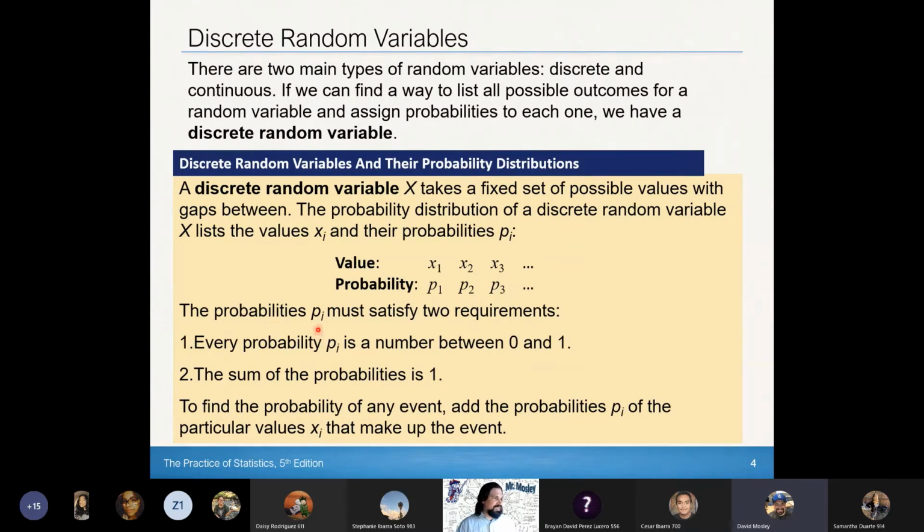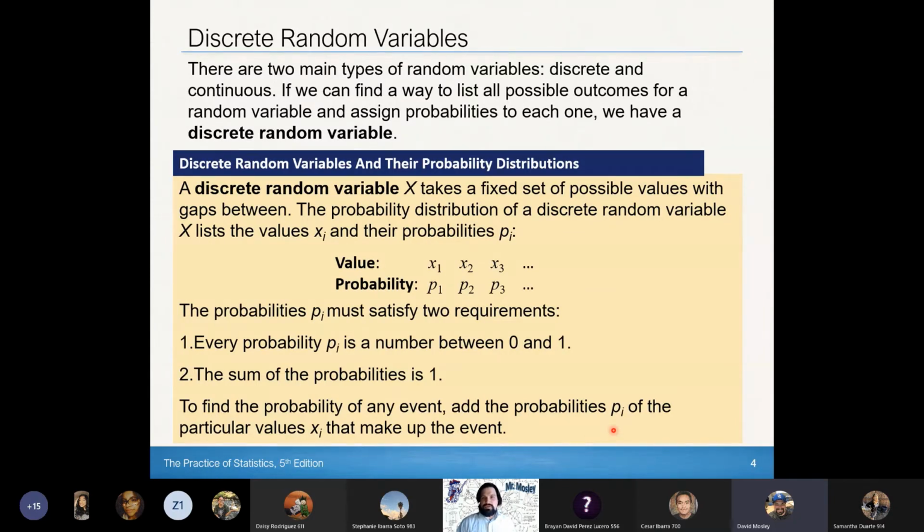The probabilities p sub i must satisfy two requirements. Every probability p sub i is a number between 0 and 1. This is the same as what we saw in the previous chapter, where probabilities have to be between 0 and 1. The sum of the probabilities is 1. Again, that's a valid probability model. When you add up all the probabilities, they add up to 1. Can't be more than 100%. To find the probability of any event, add the probabilities p sub i of the particular values x sub i that make up the event.